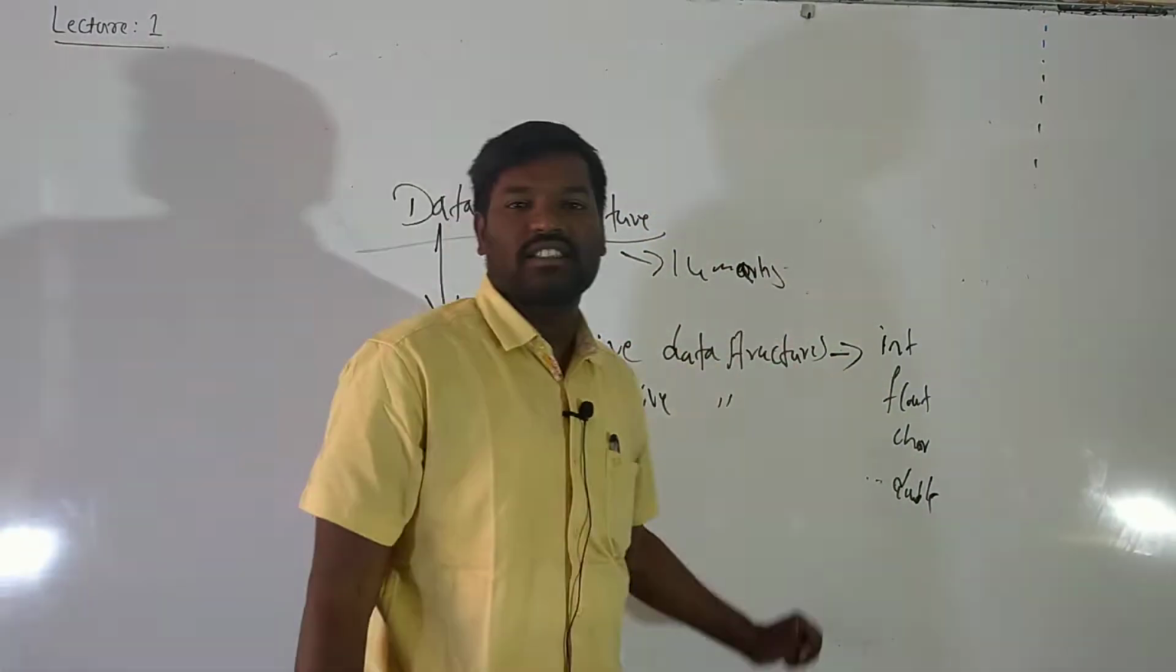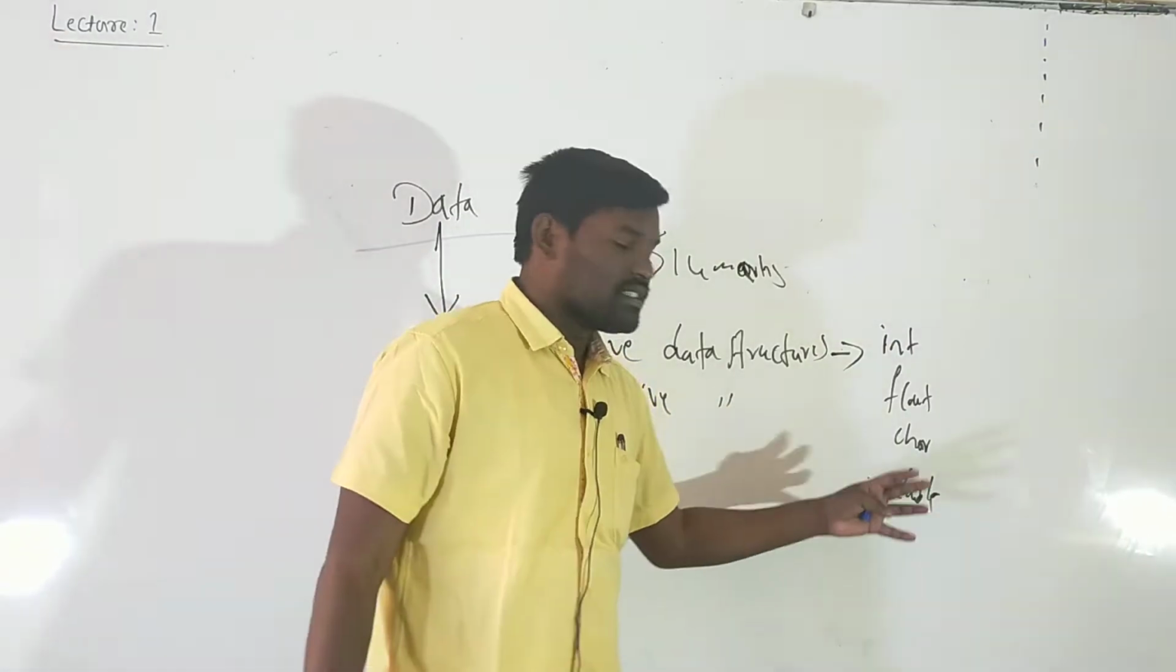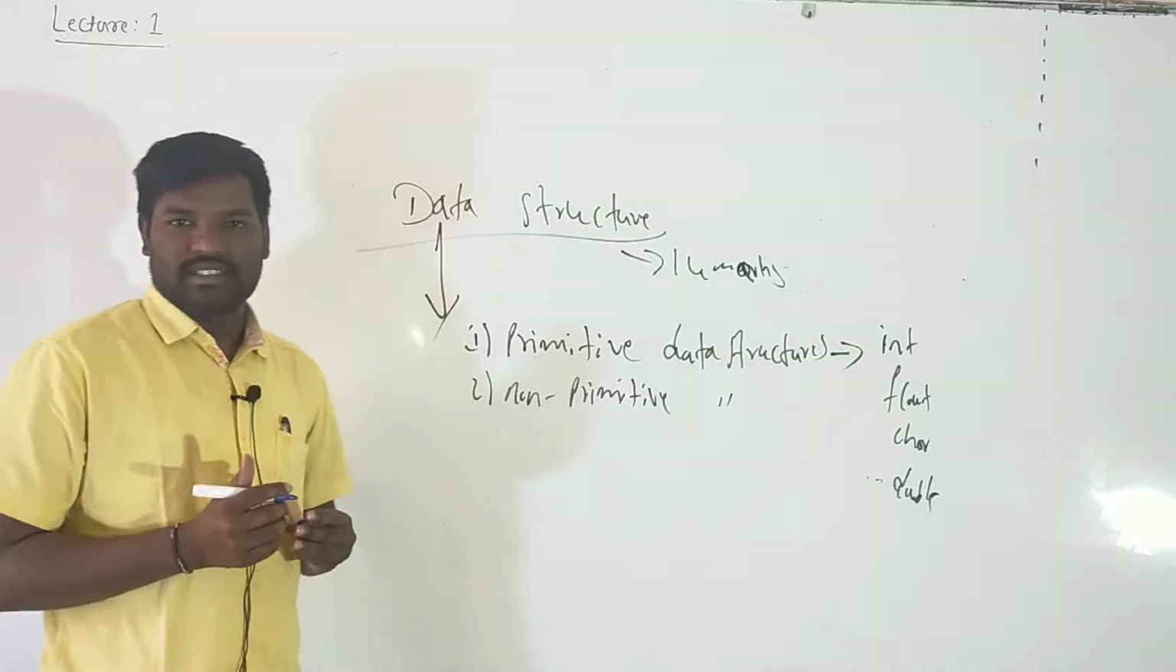The size of the integer is 2 bytes. The size of the float is 4 bytes. The size of the char is 1 byte. The size of the double is 4 bytes.